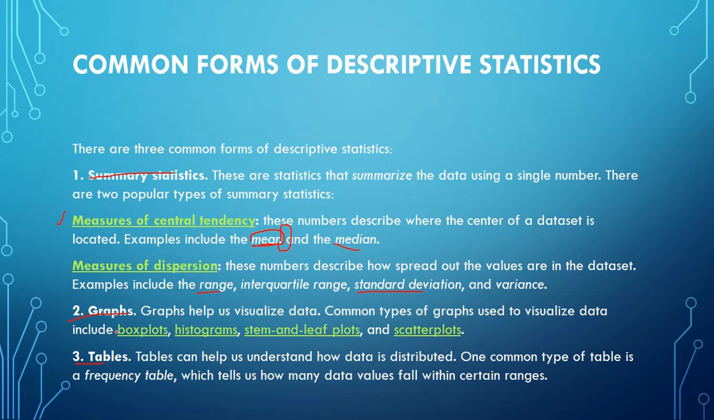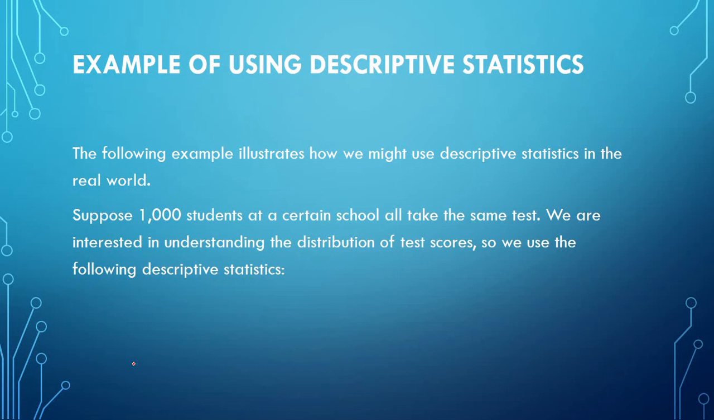For graphs, there are different types available: box plot, histogram, stem-and-leaf plot, scatter plot, pie chart. We can use different ones. For tabulation, we generally use frequency tables. Okay, now you see one example related to descriptive statistics.